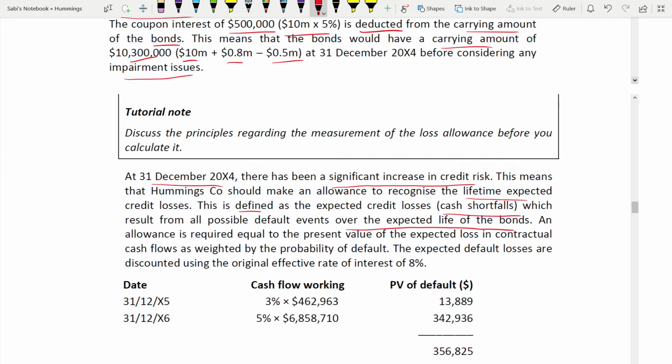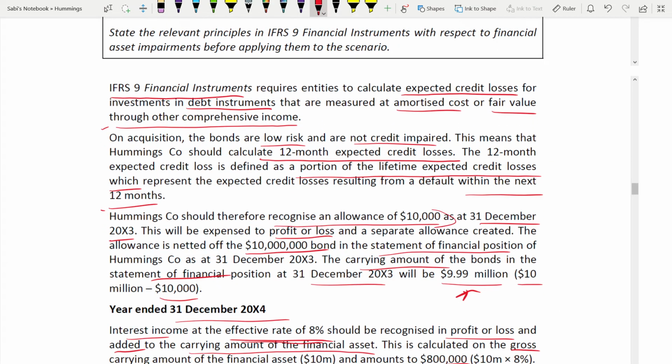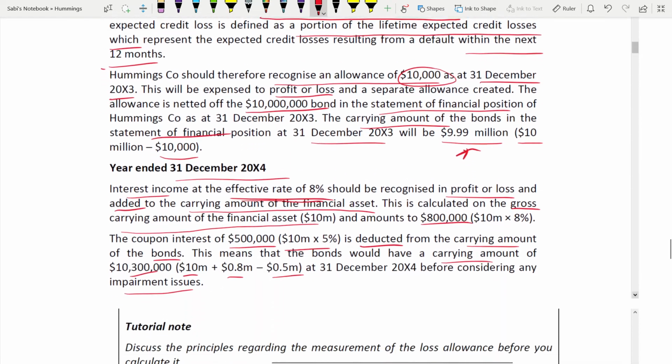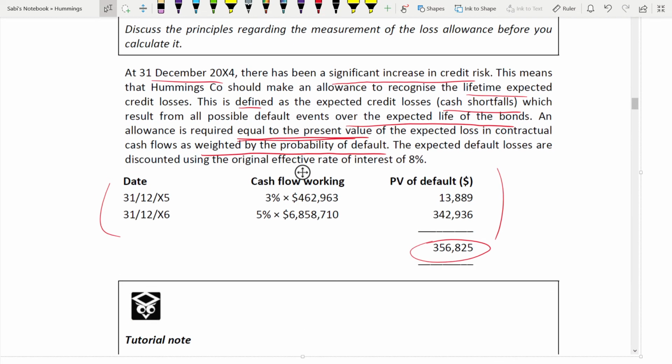Okay. So when you have to calculate the allowance, it is equal to the present value. Calculation obviously you will be doing later, but first explain what you are doing. It will be equal to the present value as weighted by the probability of default. That means multiply the probability of default with the present value of the expected loss. And that's how you get the allowance. For the 12-month expected credit losses, which was for 31st December 2003, this 10,000 was already given to you, this allowance. So you didn't have to calculate it, but for the lifetime, you have to calculate how much it will be. Okay, to calculate, they have given you also the cash shortfall and the probability. So this is how you calculate.